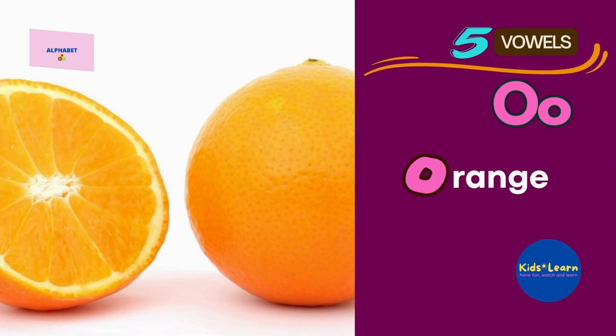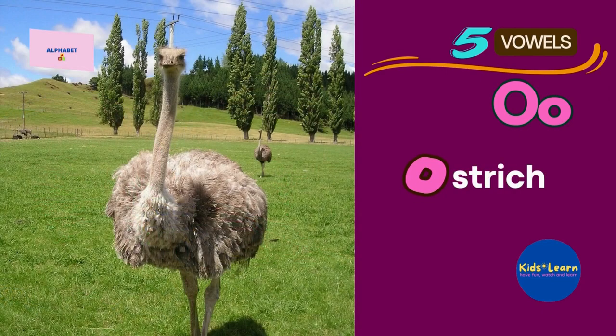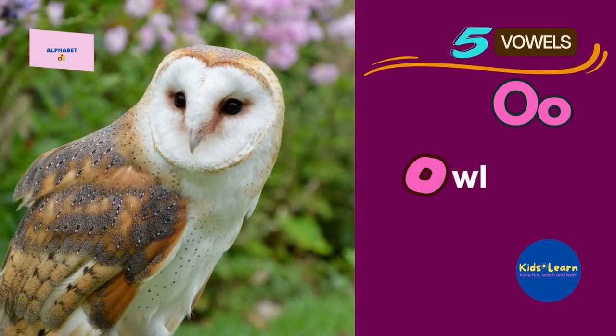O is for orange. O is for onion. O is for ostrich. O is for oxen. O is for owl.